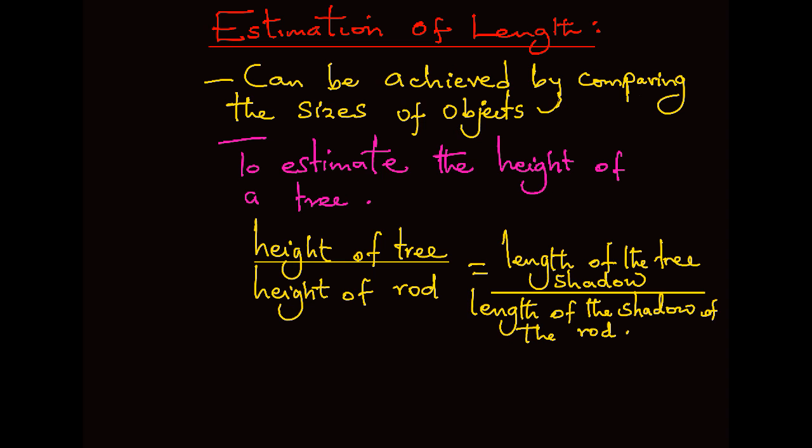In this case, we obtain length by comparing the sizes of objects. We compare the sizes of objects and use their shadows to determine the approximate length or height of whatever we want to determine.